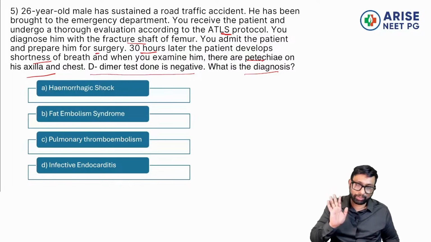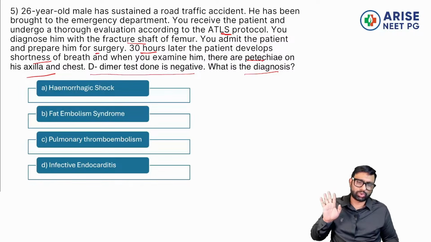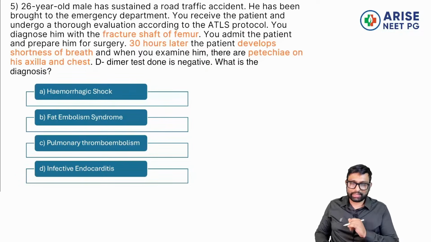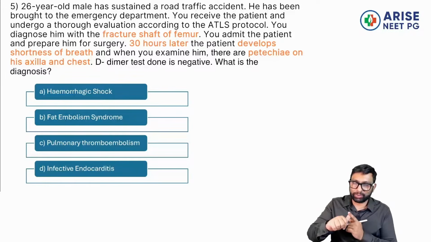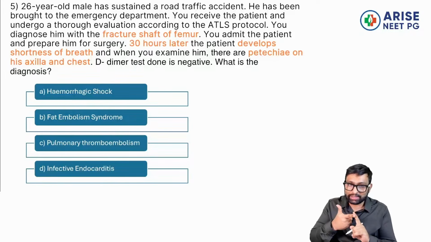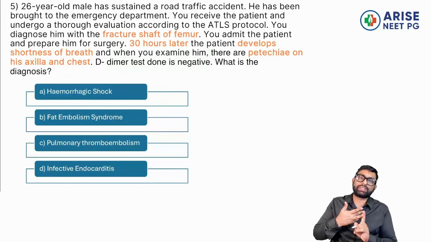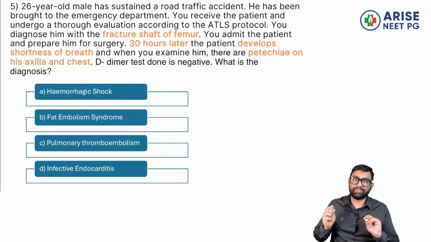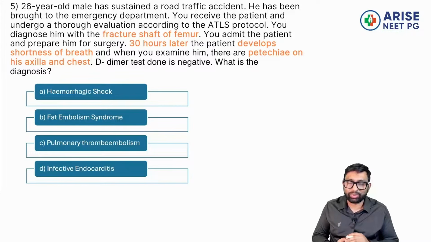So this is a very important question. You have to be able to answer such questions. And before you answer this question, you have to give some keywords as well. Which are the keywords that you see here? So let's try to understand the keywords. So these are the keywords: shaft of femur fracture, 30 hours, shortness of breath, petechiae of his axilla and chest. These are the important keywords here. Can you tell me the answer now?